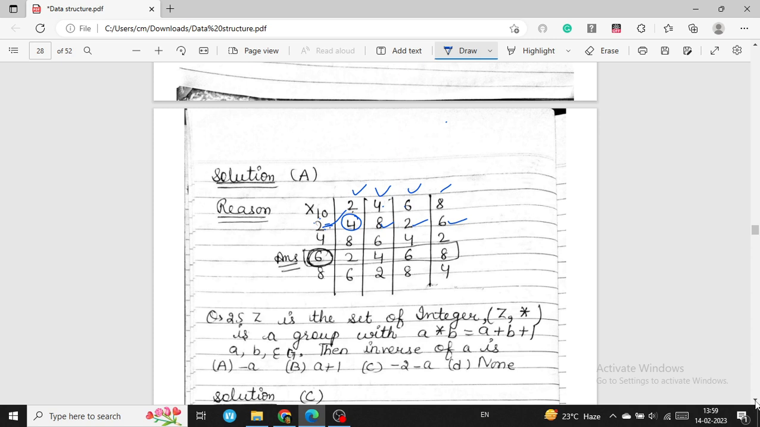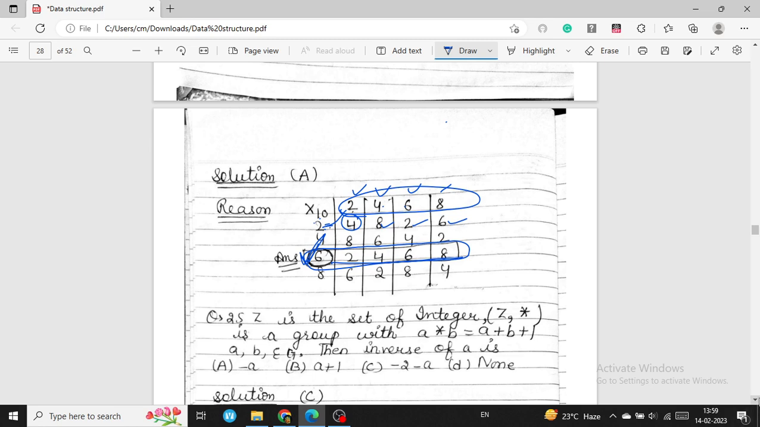Now here you can see 4 times 2 is 8, remainder 8. 4 times 4 is 16, remainder 6. 4 times 6 is 24, remainder 4. 4 times 8 is 32, remainder 2. We have to divide by 10 like this, and all these values will be found. After that you have to check where the original values lie. In this line the original values lie, so that's why 6 is the answer for the identity.